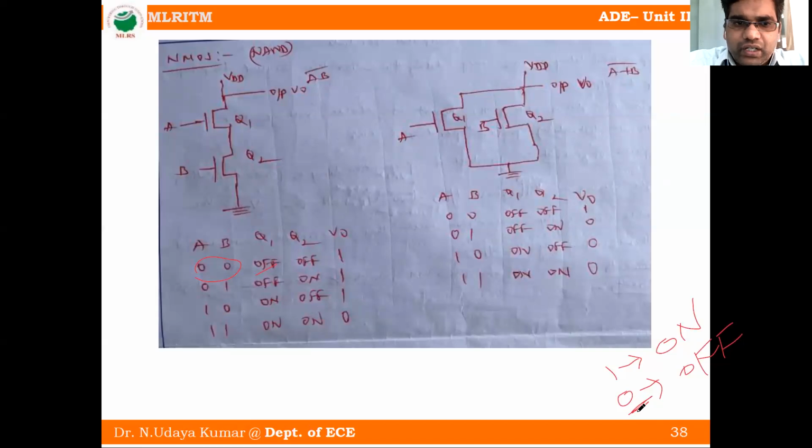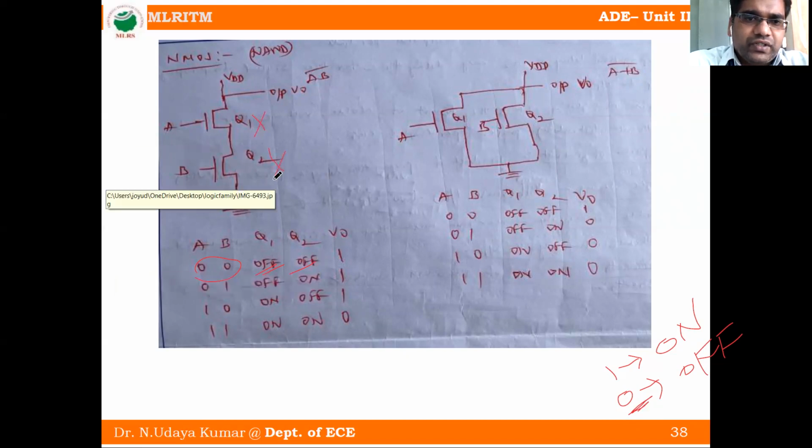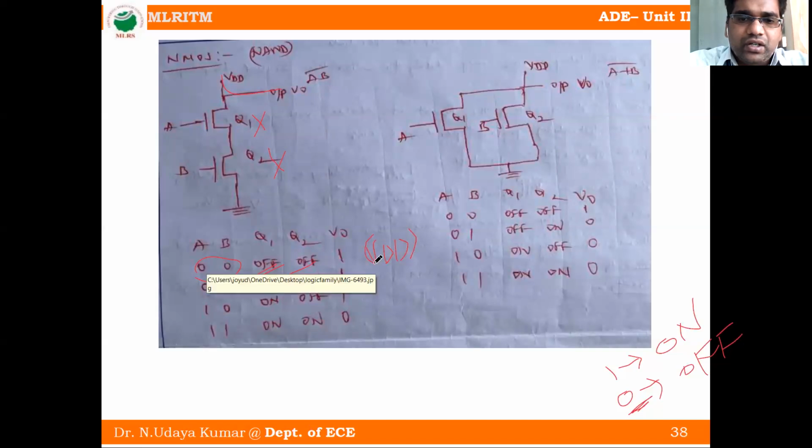So 0 0 is given, which means both transistors are off. That means there is no connection from the output to ground, so VDD is directly connected to the output. What is the output? The output is VDD, which can be written as 1. That is logic 1. Next case we will see is the 0 1 case.